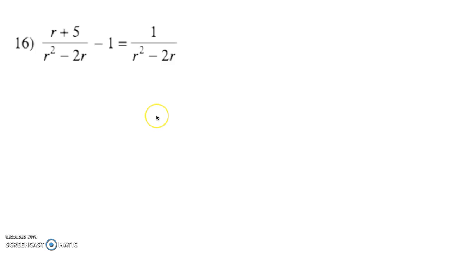I want you to try this last one on your own. Be careful when you do it, the LCD has to apply to this fraction as well. Well, it doesn't look like a fraction, does it? Don't forget, anything that's not already a fraction could be put over 1, and you will need to apply the LCD to this part of the equation as well. Pause the video and try this one now.